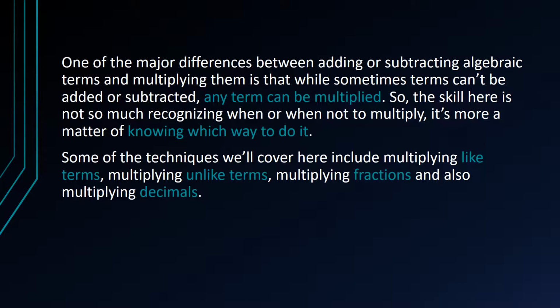So one of the major differences between adding or subtracting algebraic terms and multiplying them is that while sometimes terms can't be added or subtracted, any term can be multiplied. So the skill here is not so much recognizing when or when not to multiply, it's more a matter of knowing which way to do it. Some of the techniques we'll cover here include multiplying like terms, multiplying unlike terms, multiplying fractions, and also multiplying decimals.